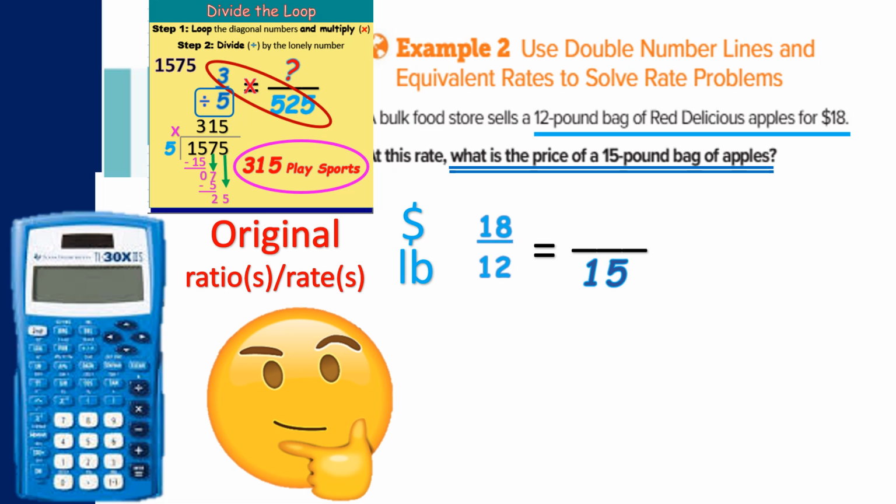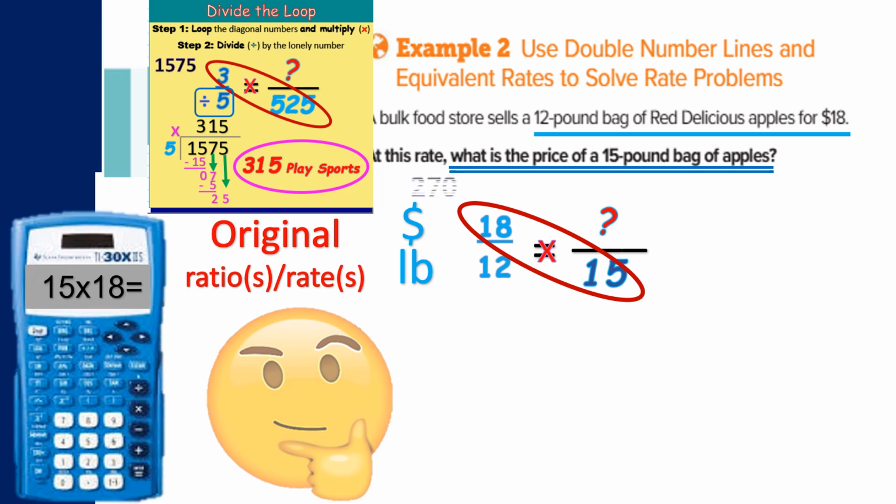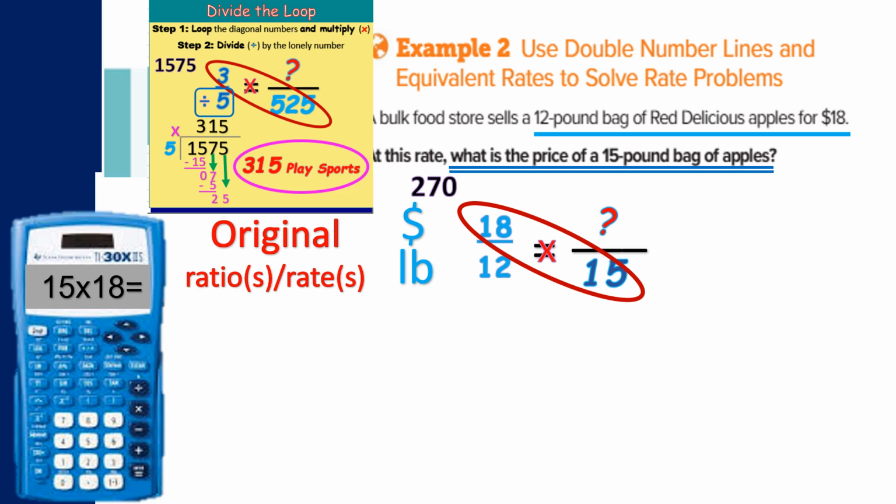Now, once again, there's more than one way to do math. If you want to figure out what you're multiplying 12 by to get 15 and then do the same by 18, you can. You're more than welcome to. I find that to become more difficult, especially because many times you're going to end up with just long decimal numbers. So if we divide the loop, then I'm going to loop the two that are diagonal to one another. 18 times 15 then on your handy dandy calculator tells you that that's equal to 270.